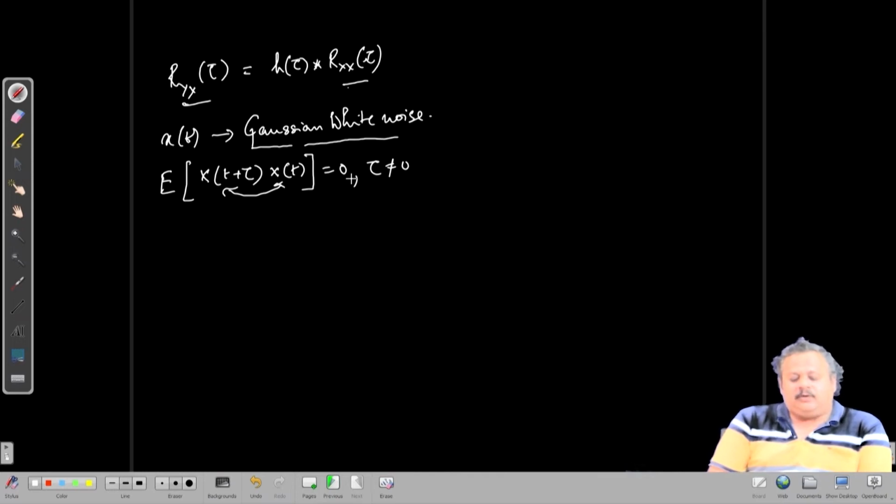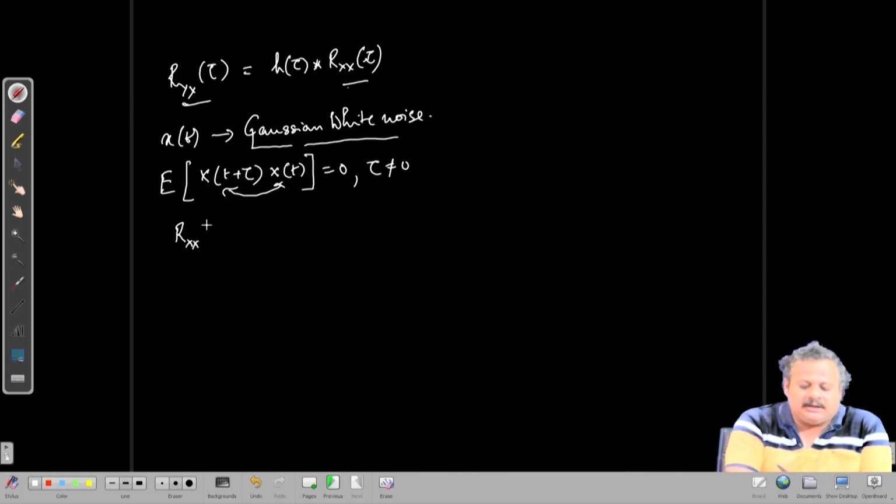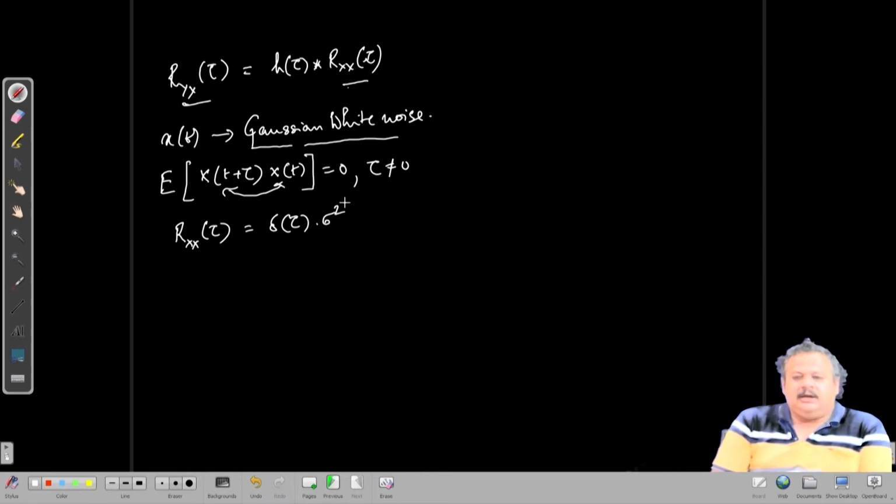And in fact, what we can show is that at tau equal to 0, we will have an impulse, from the definition of this expectation for an ergodic process. When we do the integral, it will simply turn out to be an impulse at 0. And so, the autocorrelation function of a white noise process, Rxx(tau), is nothing but delta(tau), and it can be scaled by sigma square depending on the power or the variance of that Gaussian from which we are drawing, and that determines the power in that noise or the energy in that noise.